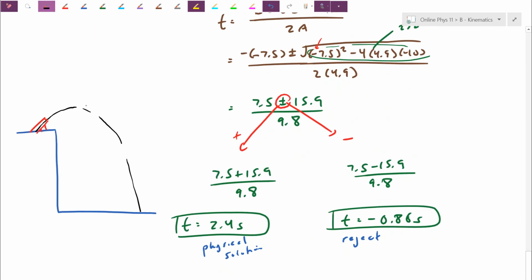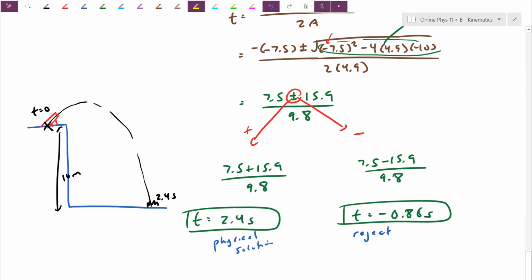So in this case, here's my parabola. We started off here. That's when I decided to say t equals 0. My clock starts ticking forward. So time of 1 second, time of 2 seconds. Time of 2.4 seconds is when it hits the ground below. That's when we are 10 meters below the ground. Is there another time we're 10 meters below the ground? Definitely not a physical solution.